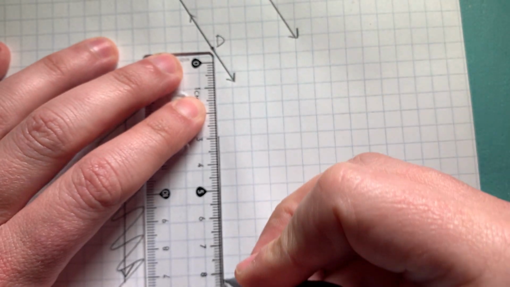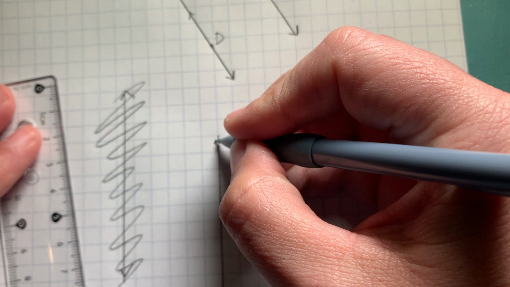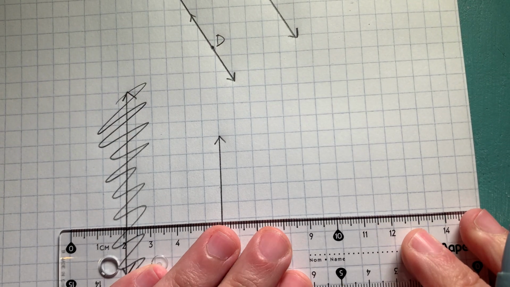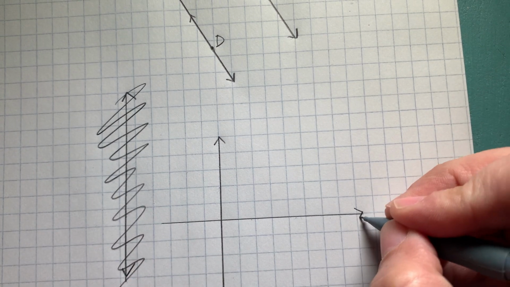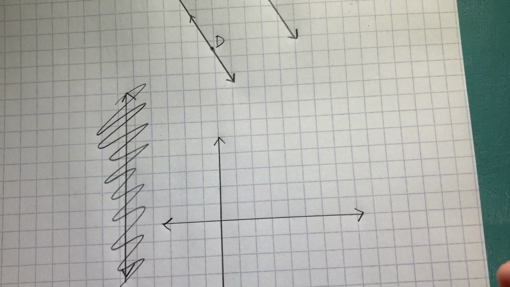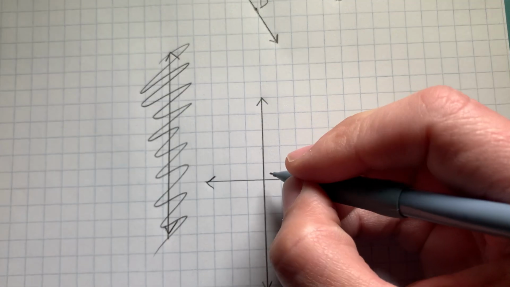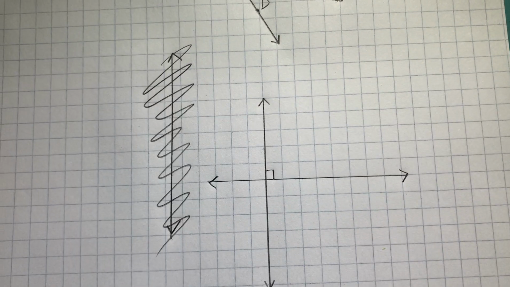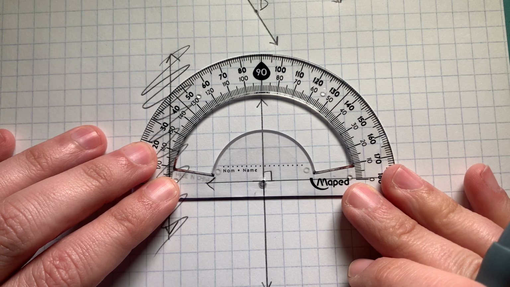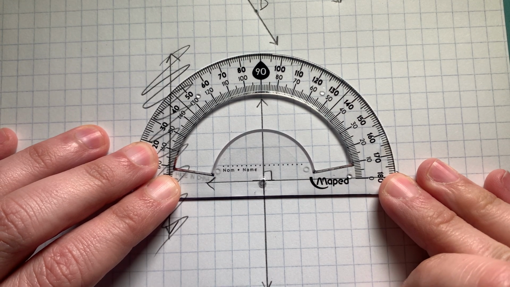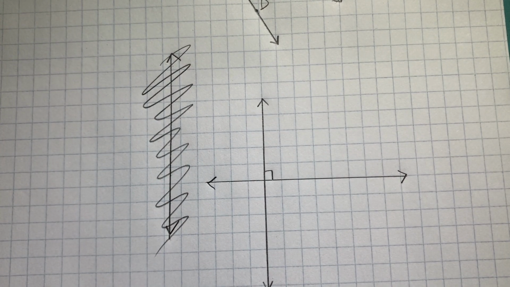Perpendicular lines are lines that intersect to form a 90-degree angle. So again, I'm using graph paper, which makes it really easy. Voila, I've got two intersecting lines. This is 90 degrees. If I'm feeling like a stickler and really want to check, I can use my protractor. Yes, 90 degrees perfectly.